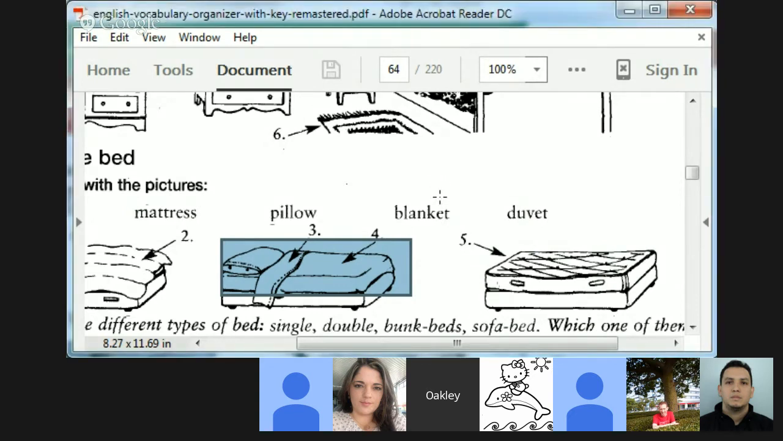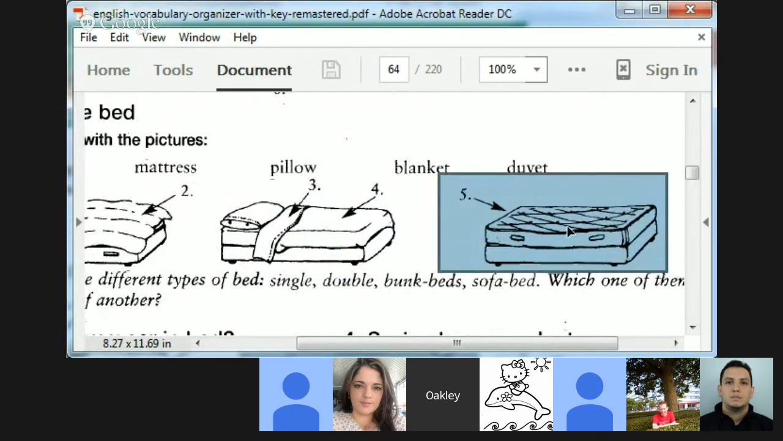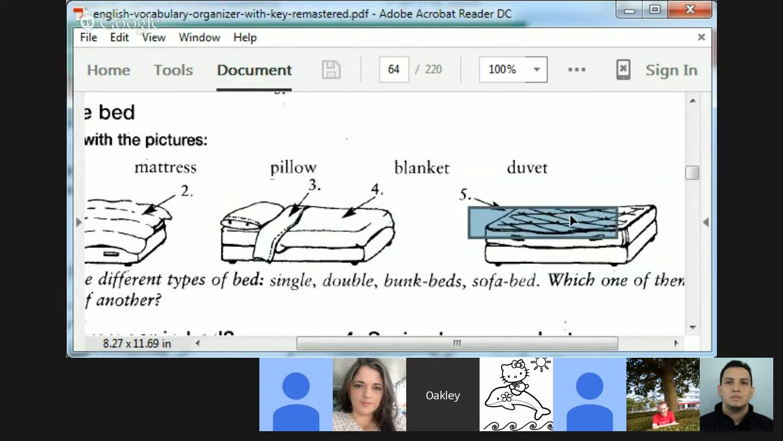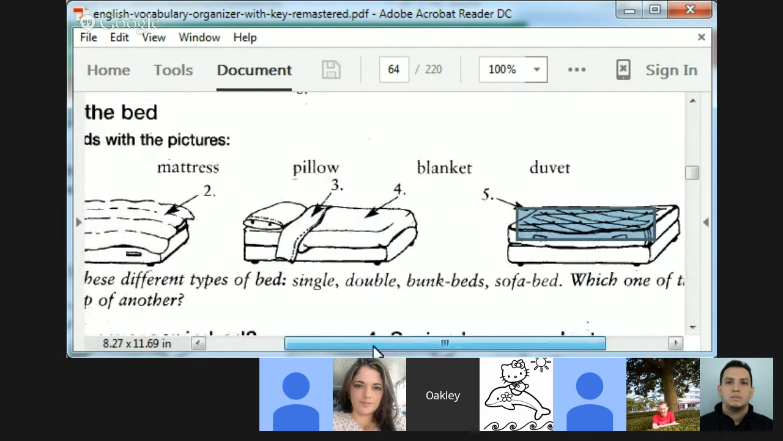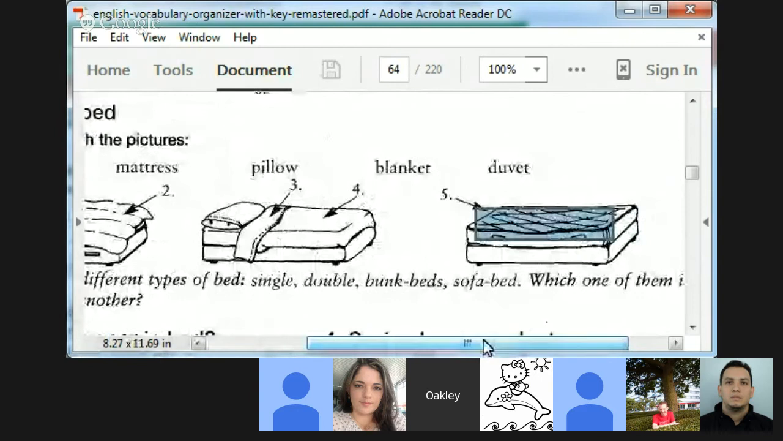If you need to buy a new bed, you need to buy the bed frame, the part that holds the mattress. You need a box spring, and you need a mattress. The most expensive part, surprisingly, is usually the mattress. You might think it's the frame, but mattresses are really expensive. We already mentioned single, double, bunk beds. Sofa bed, we did not mention. Does anybody know what a sofa bed is?